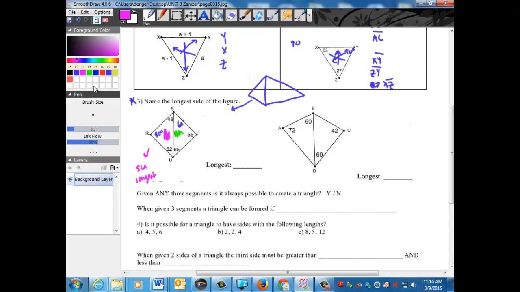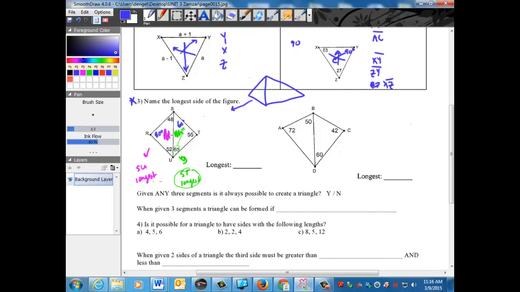Okay, but when we look at the triangle on the right, we see that the biggest angle is 65 degrees, so the side opposite would be ST. And that would be our longest for the triangle on the right. So the question is not asking us for the longest on each side. We're being asked for the longest one total.